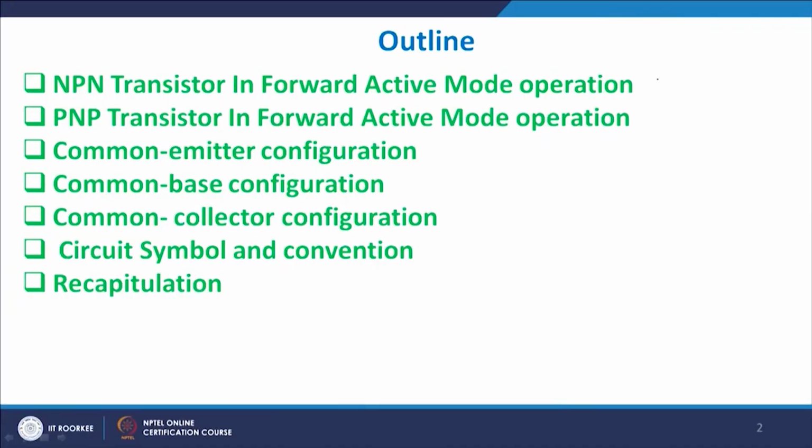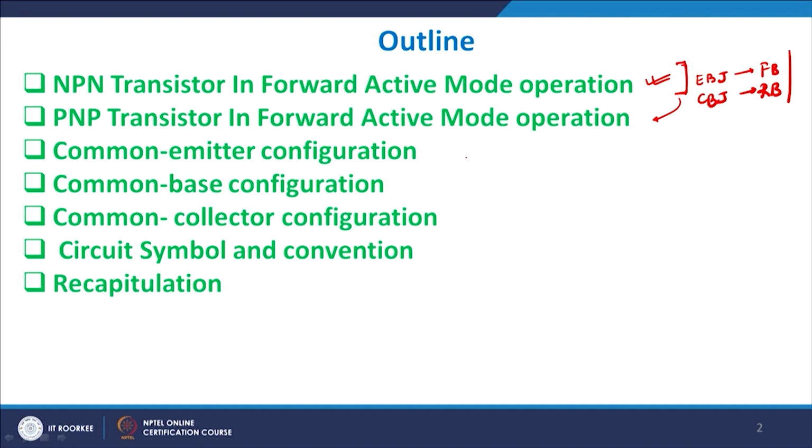In this lecture we will be looking into its operation. The title of this lecture is Operation in Active Mode, Circuit Symbols and Conventions. What we will be looking into in this lecture is basically NPN in forward active mode. Once we have understood the NPN in forward active mode, we will be easily able to understand PNP in forward active mode, right. Forward active, if you remember, is when your emitter base junction is forward biased and your collector base junction is reverse biased.